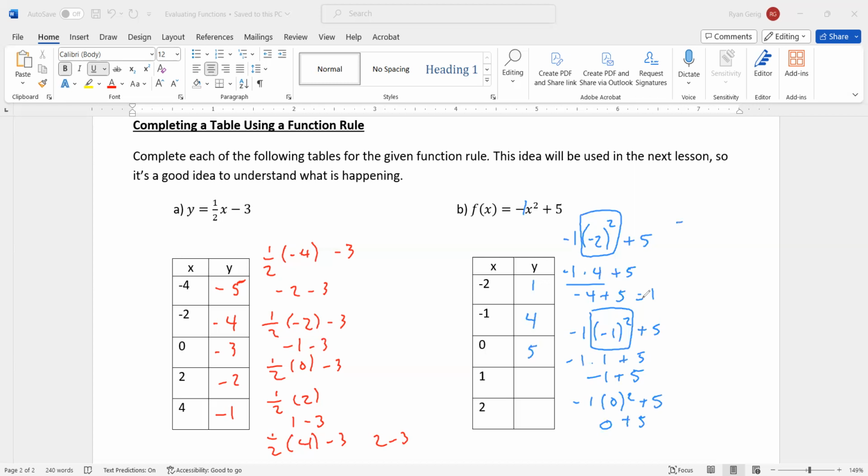Let's do 1. -1 times 1 squared plus 5. 1 squared is 1. -1 times 1 is -1. Plus 5 is 4. And then the last one, put 2 in. 2 squared is 4. Times -1 is -4. Plus 5 at the end gives me 1. I know it takes a while, but it will help you graph tomorrow. So that ends this video and ends the videos for the week.